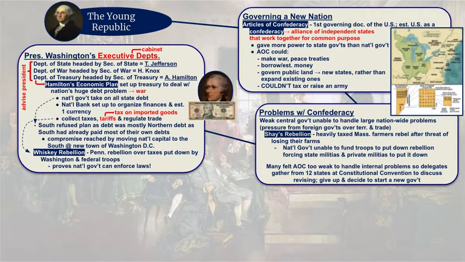All sounds great. This is putting a lot more power on a national government, as you can tell. So we're kind of getting away from this weak central government. Much stronger national government here is able to do some things. But the problem with this plan is the South won't go for it. The South refused this plan as the debt was mostly northern debt that was going to get paid off, and they thought this was unfair.